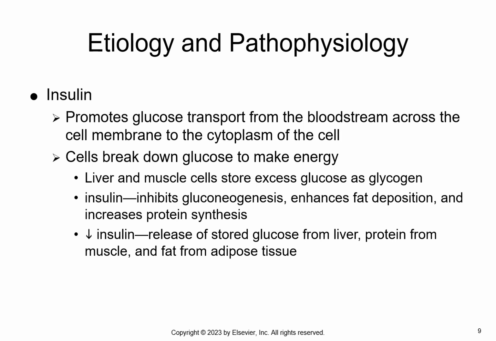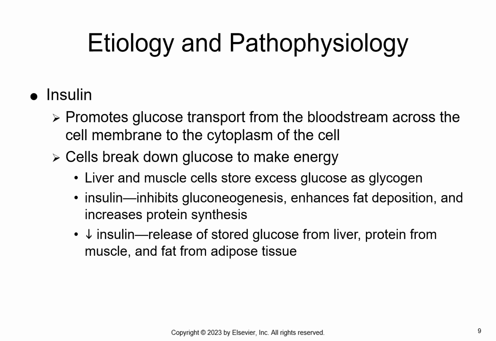So we're looking at insulin. So insulin now, as I started to say, promotes glucose transport from the bloodstream across the cell membrane to the cytoplasm of the cell. It breaks down glucose to make energy. Liver and muscle cells store excess glucose as glycogen. Insulin inhibits gluconeogenesis, enhances fat deposition, and increases protein synthesis. With decreased insulin, there's a release. When we have a lower level of insulin, there's a release of stored glucose from the liver and protein from muscle and fat from adipose tissue.